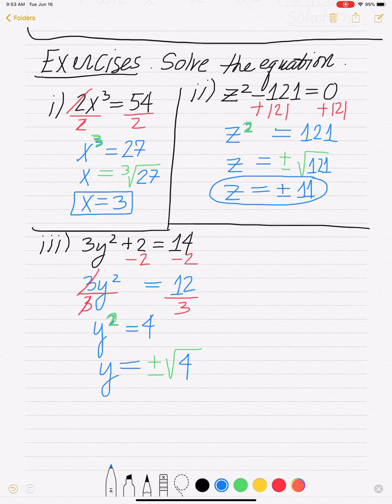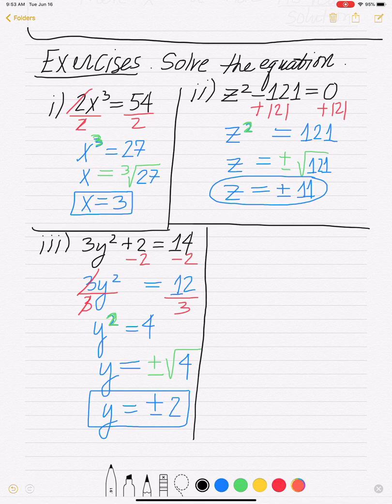So all we have to do here is figure out what the square root of 4 is. So y equals plus minus, square root of 4 is 2. So plus 2 minus 2. Those are your two solutions to this equation. All right. Let's do a number 4 here.